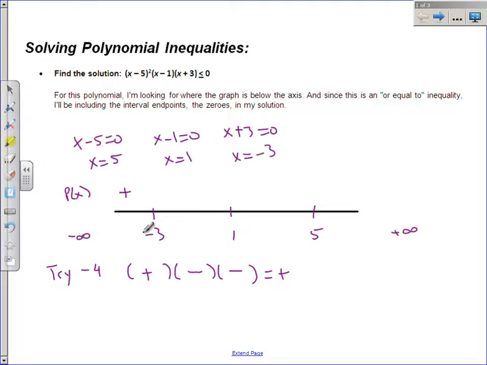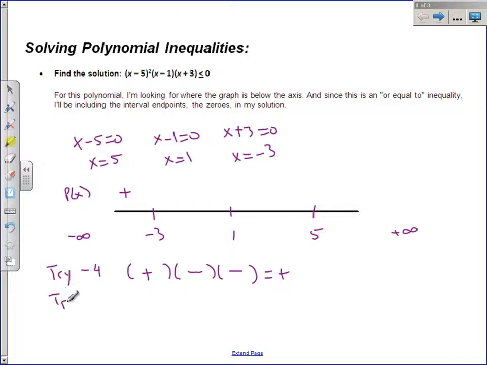You can try any other number you want, but they would all work out to be a positive number. That means our polynomial is above the x-axis. If we remembered a little bit about end behavior, we had an x to the fourth, that's an up, we would know it would have to be above the x-axis here, but we'll make connections later.